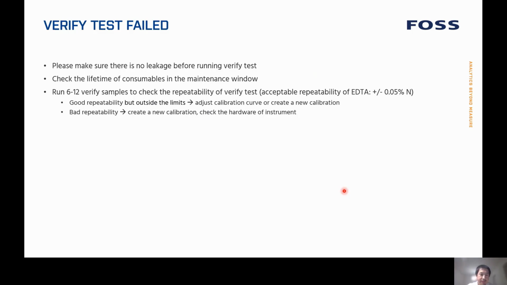But if you have bad repeatability, that means you should create a new calibration, or you have to check harder. Check the consumables, or check the parts for any leakage, or whether a consumable has expired and its lifetime has ended. So there are some other things you should check if the repeatability is really bad.